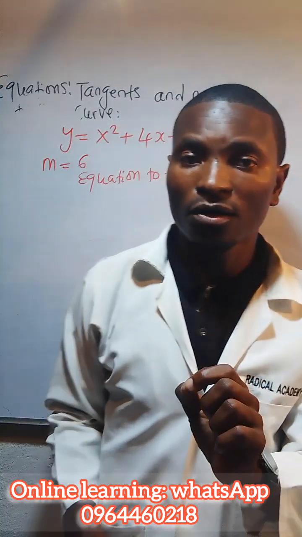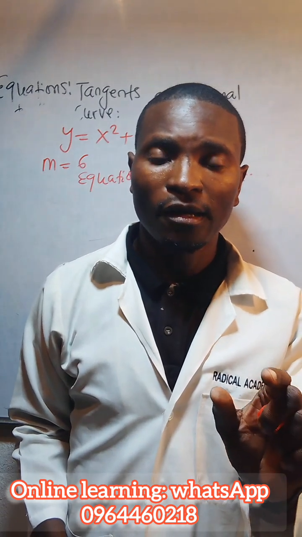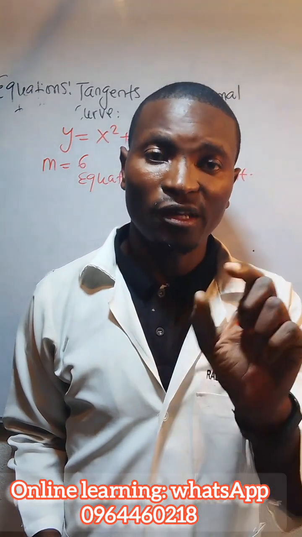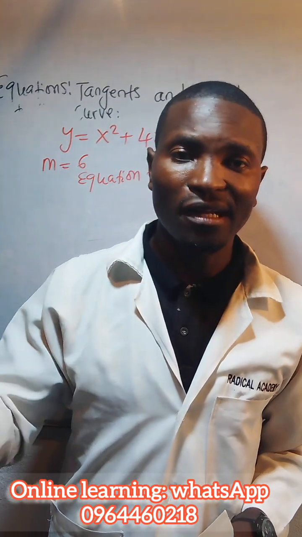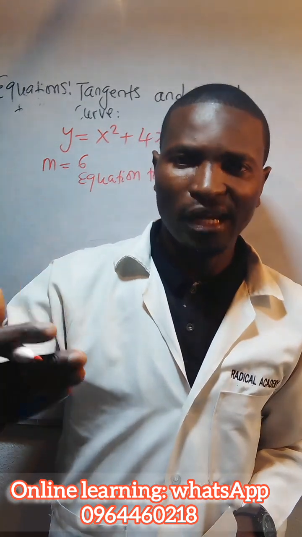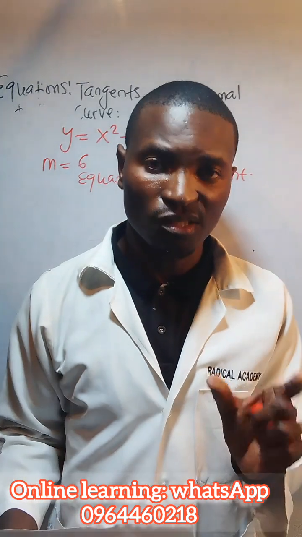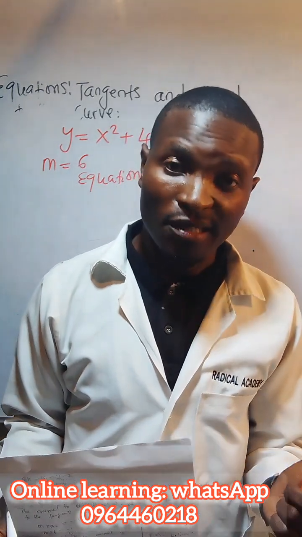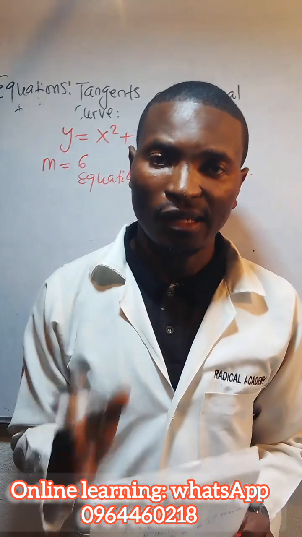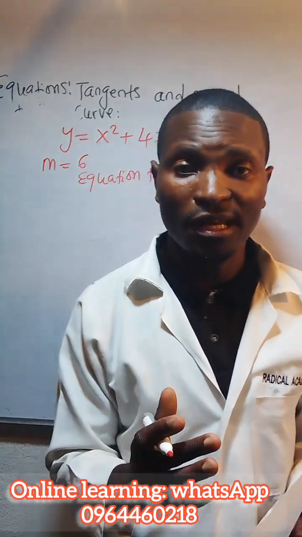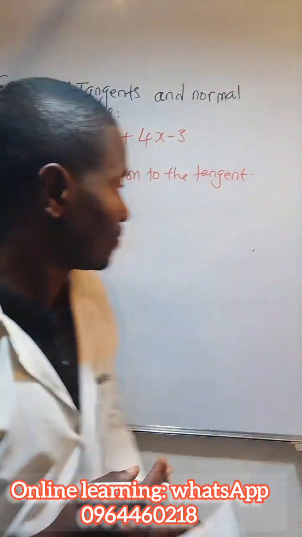Now, because the gradient of the curve and that of the tangent are the same thing, if we find that the gradient function of that curve is 6, then that gradient is also for the tangent. That is what you need to understand. At that point, x equals 1. That is the tangent point. So from there, we can find the equation of the tangent.